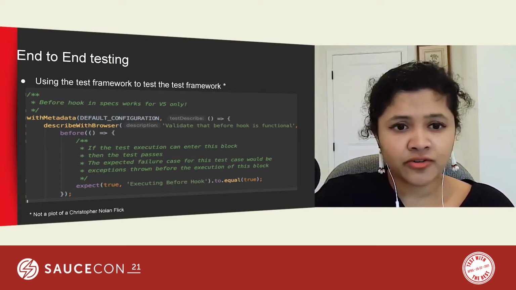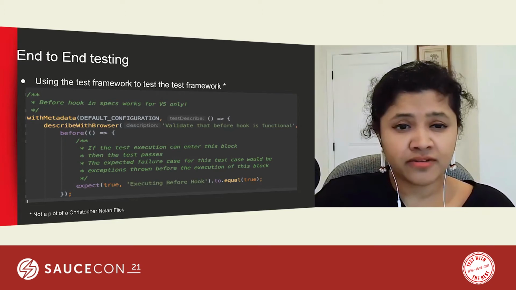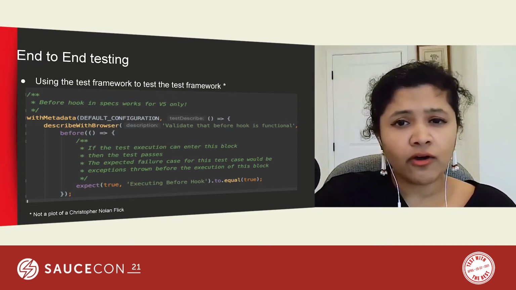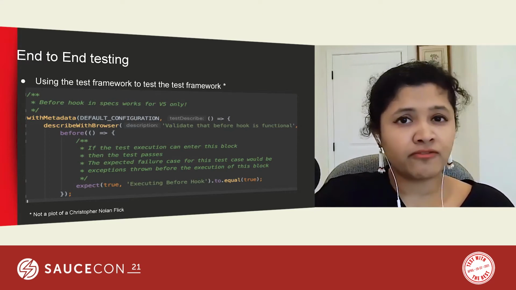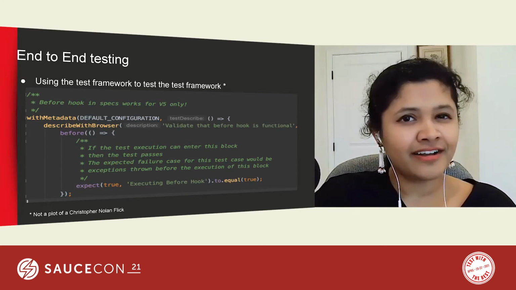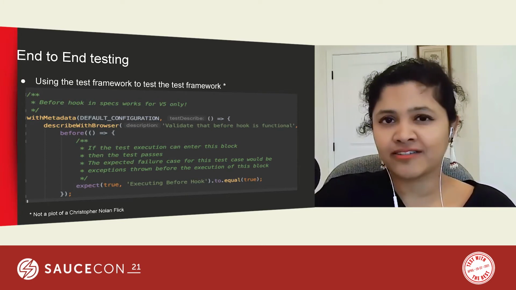So that's what this test is doing. It's just making sure that a before hook can execute without throwing an exception. Although it might seem a little simple, we've had regressions in this area before. So, it goes a long way when it comes to testing.